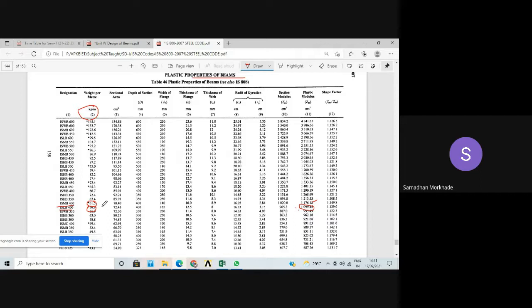For extra steel, 61.5 minus 57 is 4.5 kg. That is for 1 meter. If the requirement is ISLB 400 and you are using ISMB 400, it means you are using extra steel. Let us assume 5 kg for 1 meter. This weight is per running meter, so for 1 meter it is 5.